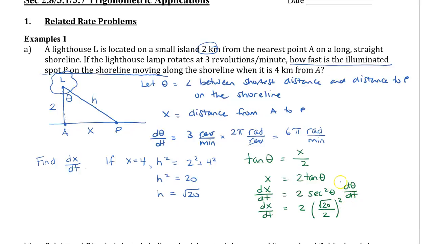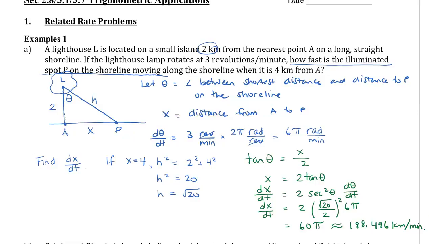And then we also have d theta dt, which is 6 times pi. So multiplying all of this out, when I take the root 20 and square that, I'm just going to get 20. That's why I didn't need to actually find the number here. So I have 20 divided by 2, which is going to be 10, because one side is 4, and then times 6. So we end up with 60 pi, which is approximately 188.496 kilometers per minute.